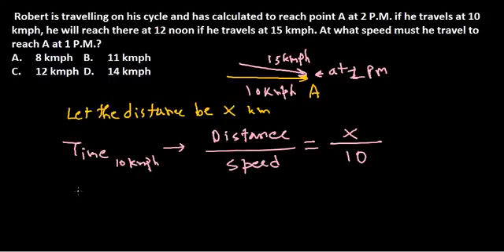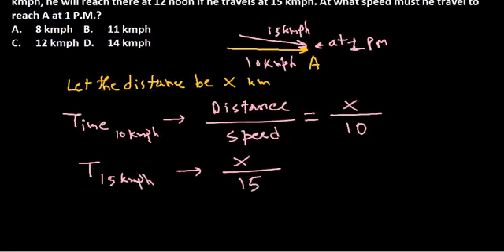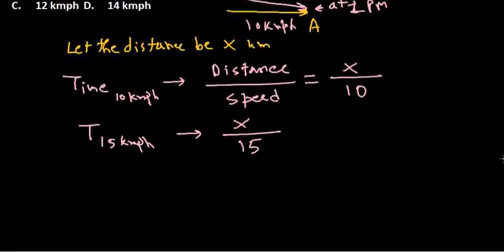This is the time. Similarly, if we calculate the time for 15 kmph, the distance remains the same, x, but the speed varies, which is 15 km per hour. So we get two different time durations. According to the question, if he uses 10 kmph, he will reach at 2 p.m., and if he uses 15 kmph, he will reach at 12 noon. So the time gap between these two speeds is 2 hours, from 12 noon to 2 p.m.